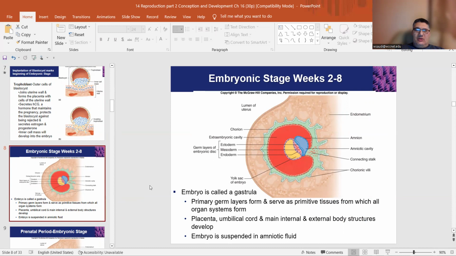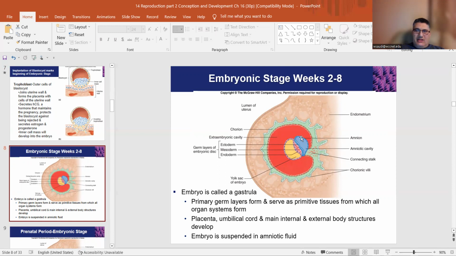Next, you will have an embryo. This embryo has an inner part surrounded by fluid, and then there is an outer part. The inner part is called the embryonic disc. The outer part is called the chorion. In between, there is the amniotic cavity containing amniotic fluid that's going to form. It is actually called the extra-embryonic cavity.